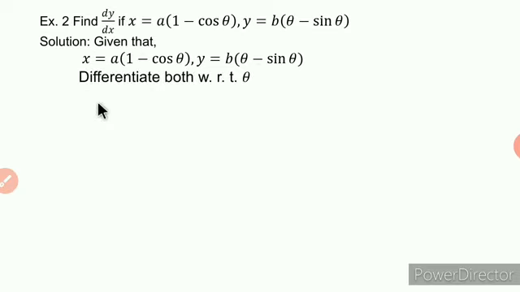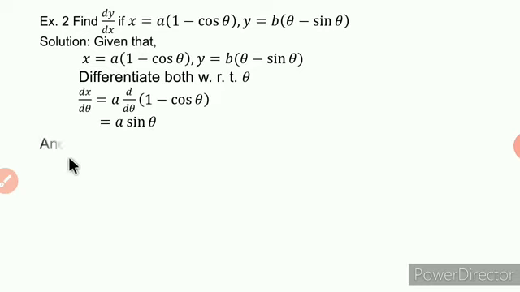Now differentiate both with respect to theta. We get dx upon d theta is equal to a multiplied by d upon d theta of 1 minus cos theta. Now the derivative of 1 is 0 and the derivative of cos theta is minus sin theta. So minus minus becomes plus sin theta. And hence we get the value of dx upon d theta is equal to a sin theta.